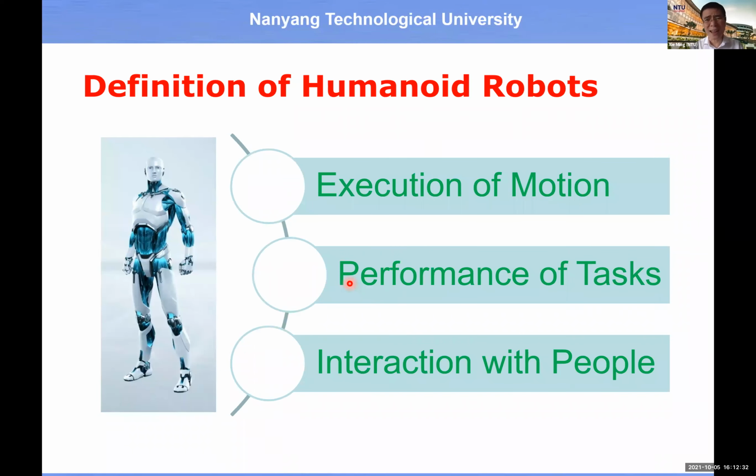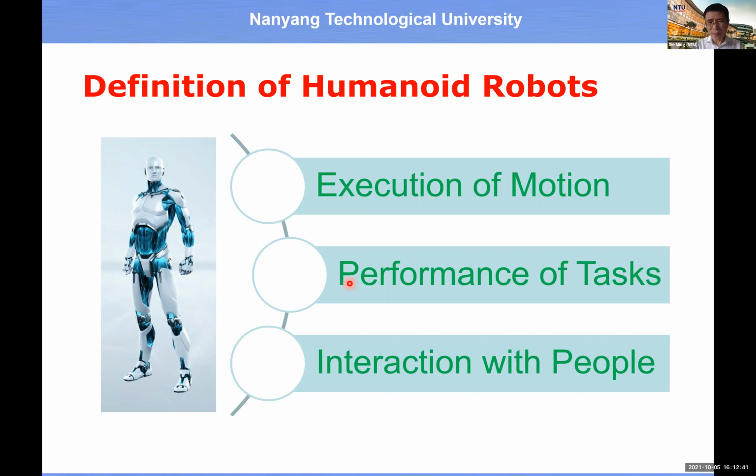Then I will quickly go through the second topic of my speech, which is about the definition of a humanoid robot. Every one of you may know the definition of an industrial robot, and you understand the difference between a humanoid robot and an industrial robot. This slide shows you the key components inside the definition of a humanoid robot.